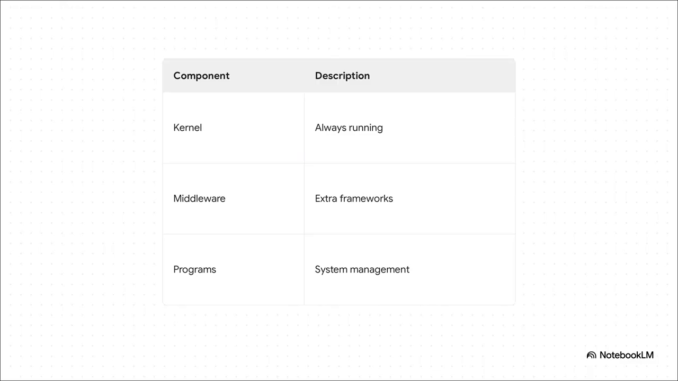But as we all know, the tech world is always evolving. To meet modern demands, especially with the explosive rise of mobile devices, this definition has expanded into a trio. Alongside the kernel, modern operating systems like iOS and Android now include middleware. These are software frameworks that provide extra services, like databases or multimedia, making it way easier for developers to write apps. The third component is system programs, which simply aid in managing the computer while it's running.